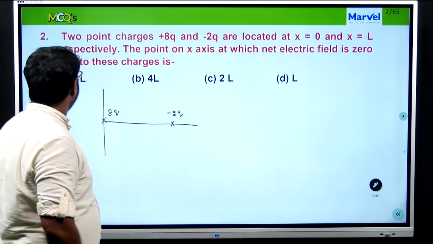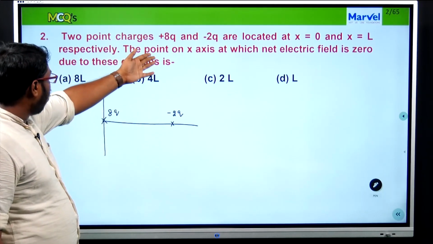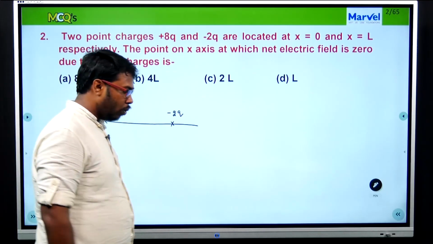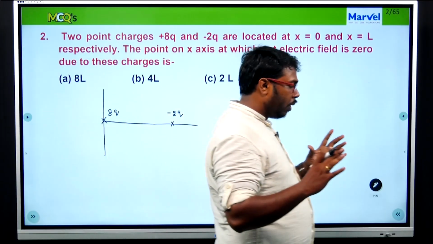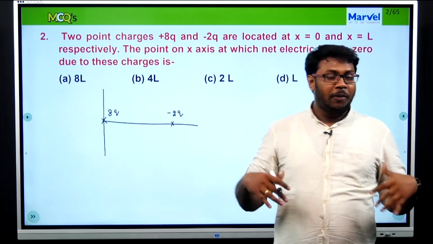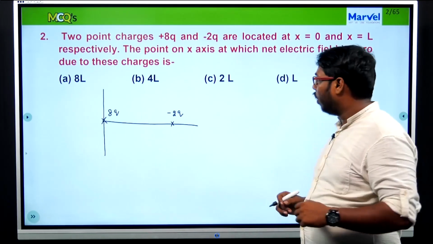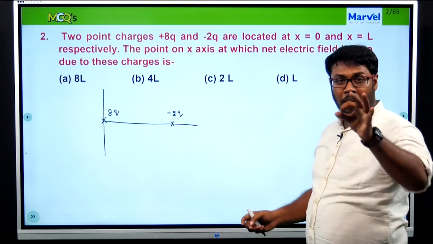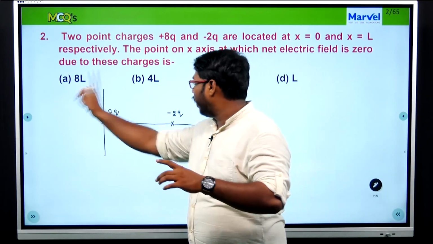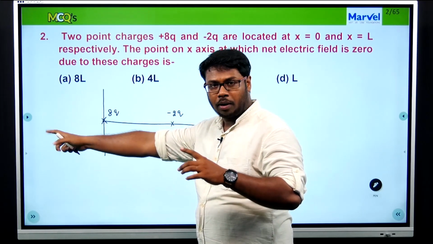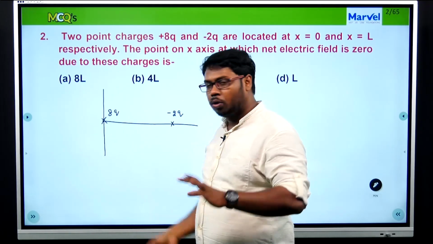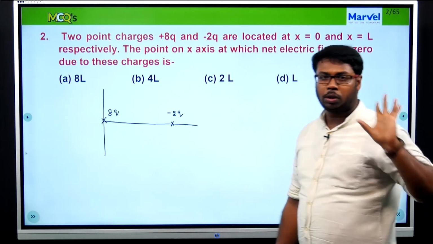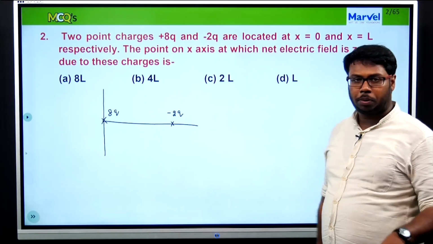Okay. Then the point on the x-axis at which the net electric field is 0. First, we will make sure which is a possible answer. All the answers are positive in the first place, so I am very sure that I am not going to get anything on the left. This is the positive x-axis, so my answer is not going to lie on the negative x-axis. That is one conclusion I come to based on my options.